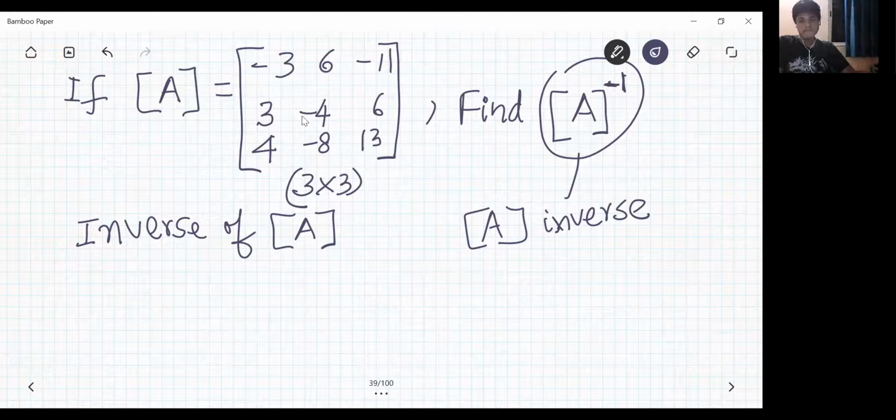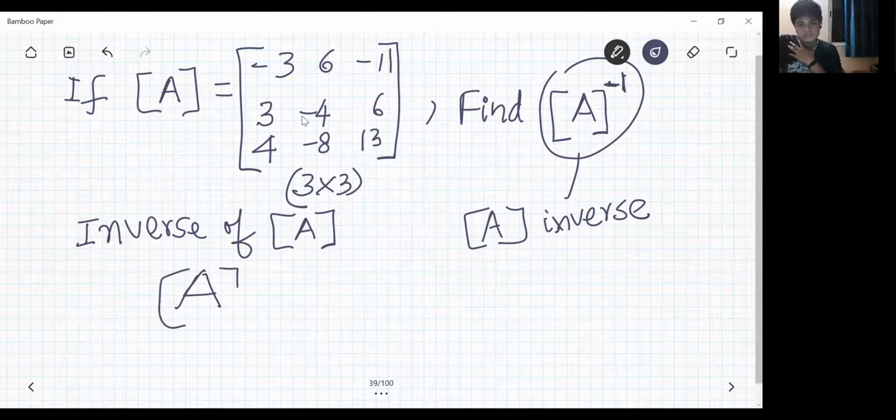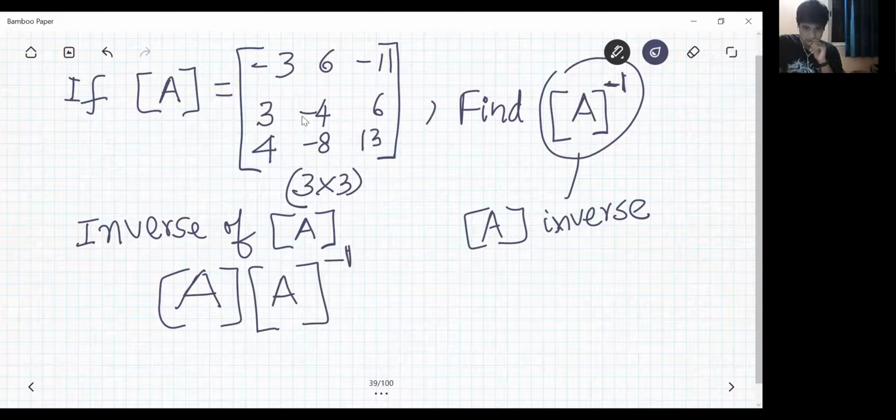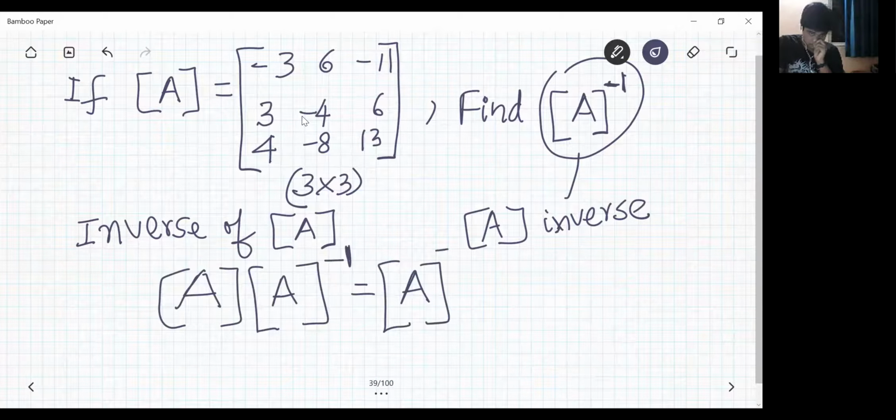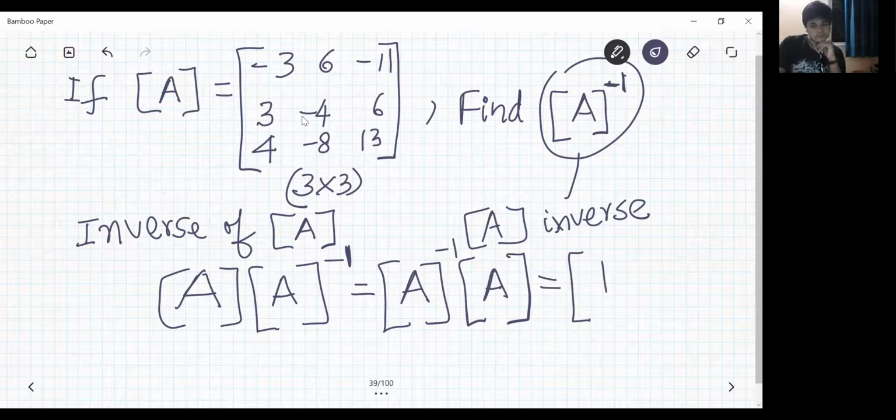Now, how this will come is like this. If you multiply matrix A by this matrix A inverse, or you can also multiply A inverse by this matrix A, that is like AB is equal to BA type. Both will be the same here, and both will give this matrix I.